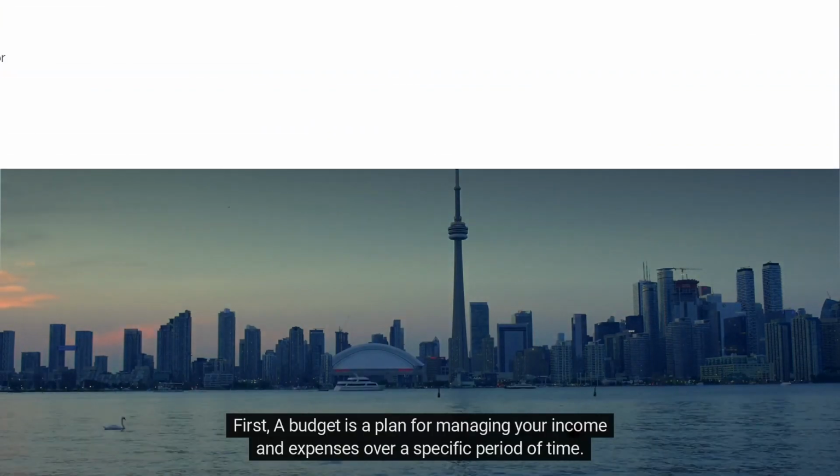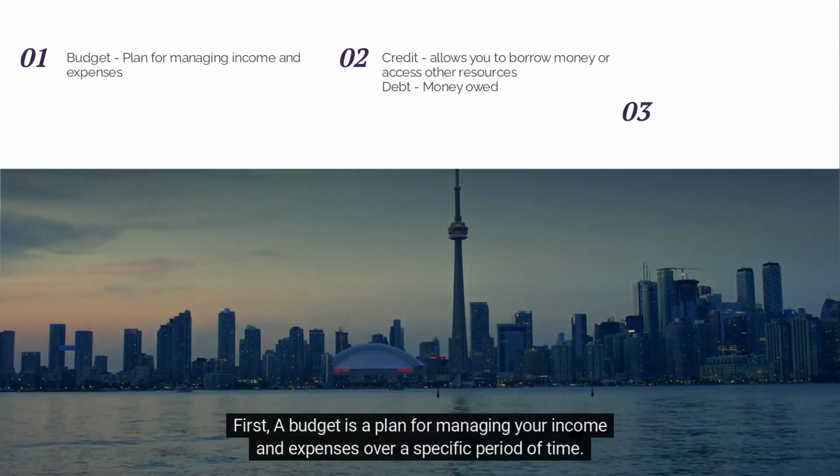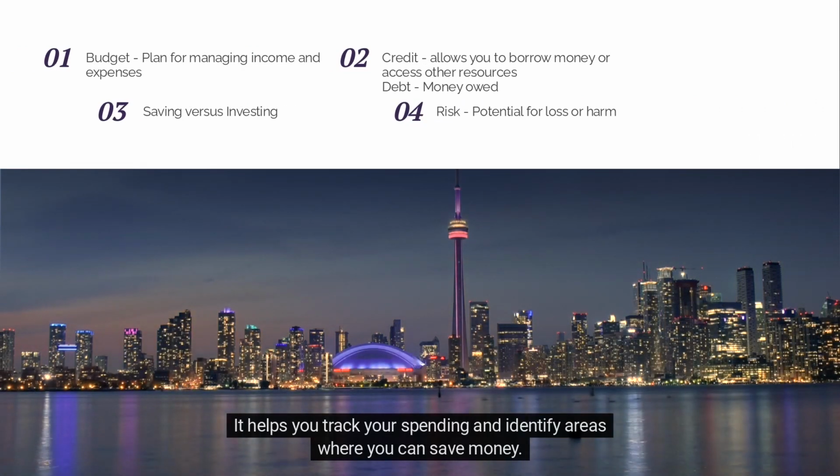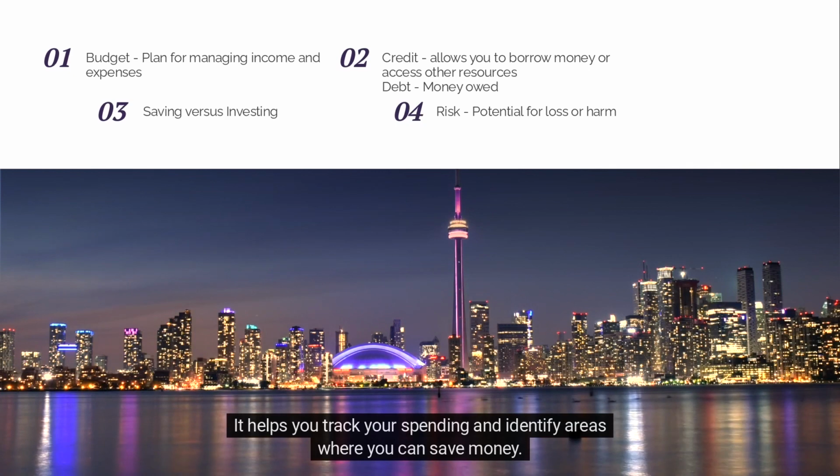First, a budget is a plan for managing your income and expenses over a specific period of time. It helps you track your spending and identify areas where you can save money.